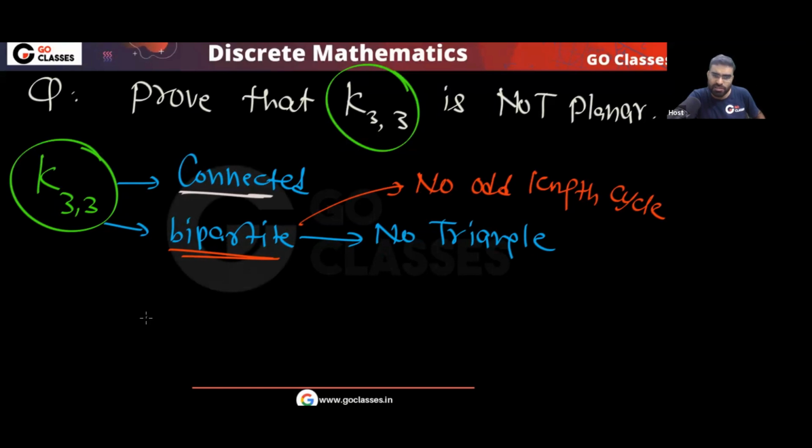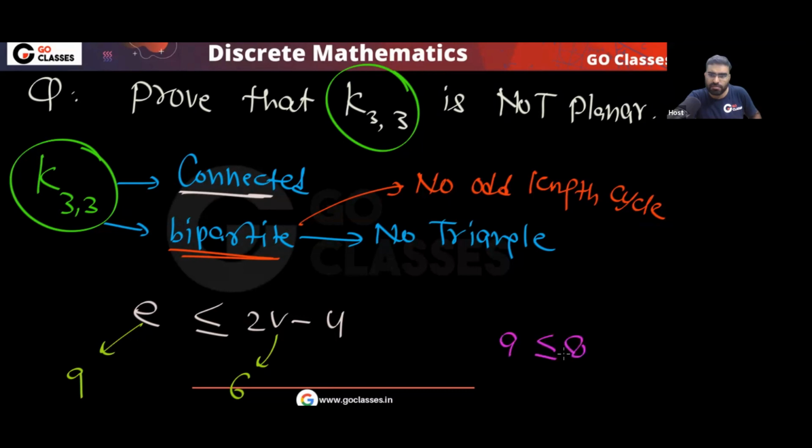But still, is this equation satisfied? Tell me. Number of edges is 9. Number of vertices is 6. So this equation is not satisfied, right? 9 is not less than or equal to 8. Agree? So what can I say? I can say this K33 is not planar. Yes or no? So K33 is not planar.